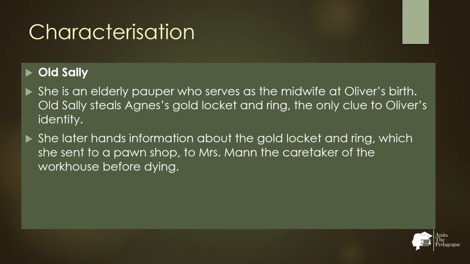Old Sally. She is an elderly pauper who serves as the midwife at Oliver's birth. Old Sally steals Agnes' gold locket and ring, the only clue to Oliver's identity. She later hands information about the gold locket and ring, which she sent to a pawn shop, to Mrs. Maylie, the caretaker of the workhouse, before dying.